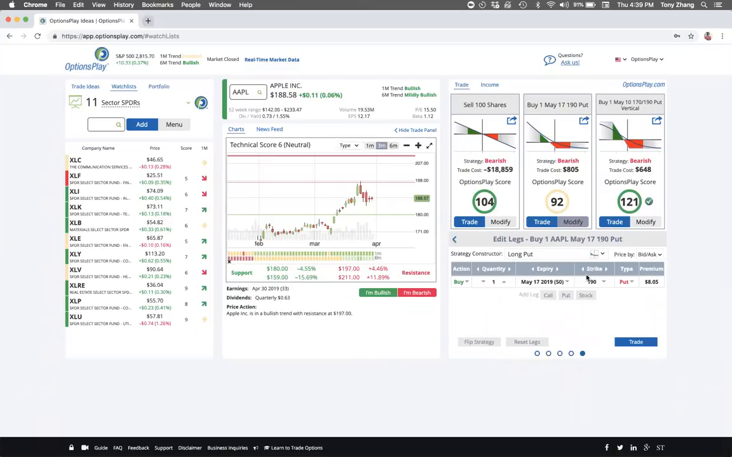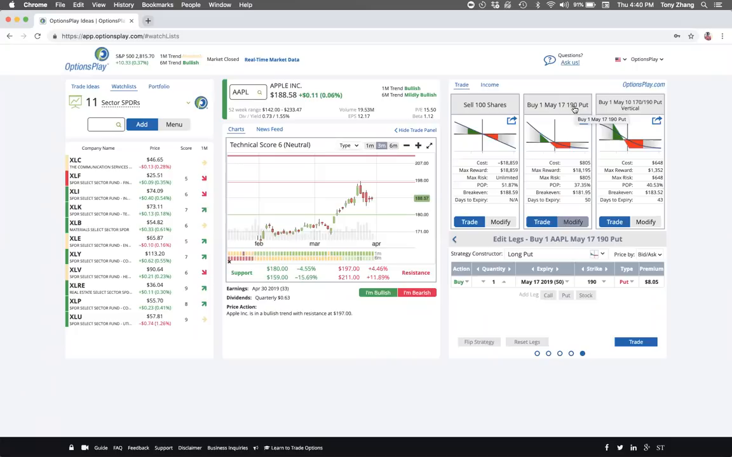I'm looking at a 190 put, and that cost me $8.05. So what's my break-even price on this stock? Because the strike price is 190 minus the $8.05 that I've paid for this put option, that makes my break-even price 181.95. So where's 181.95? It's about right here.